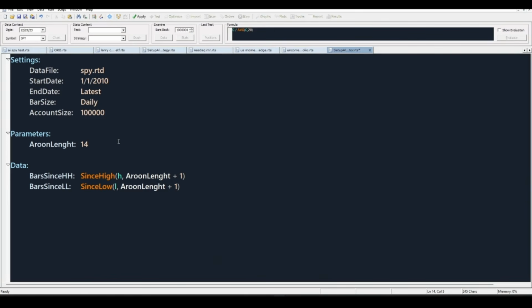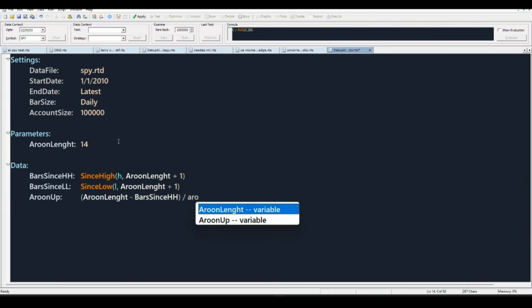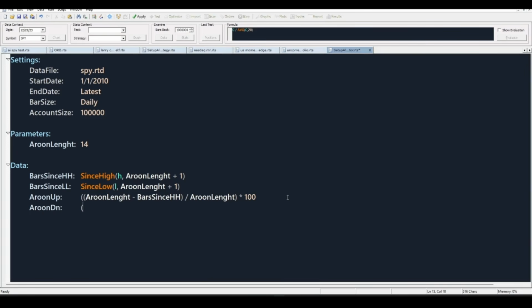Now we translate that Investopedia formula into code. For Aroon up, we take our length, which is 14, subtract the days since the high, and divide by the length, then multiply by 100 to get a percentage. I'm doing the exact same thing for Aroon down, just using the since low data. This normalizes everything between 0 and 100.